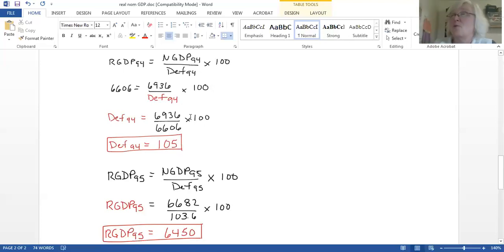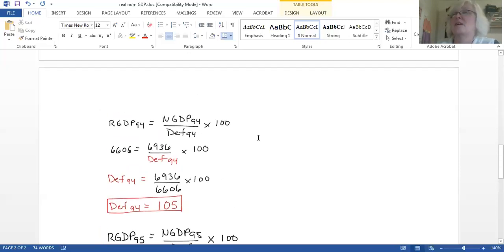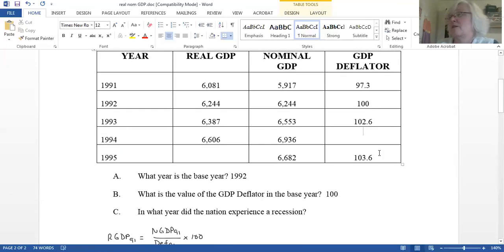All right, so when I rearrange this, I multiply both sides by the deflator 94 and then divide by 6606, and I get that the deflator 94 is equal to 6936 divided by 6606 times 100. When I plug that into my calculator, I got a 105. So I'm going to come back up here and I'm going to enter my 105. Woo, we are flying. We are almost done.